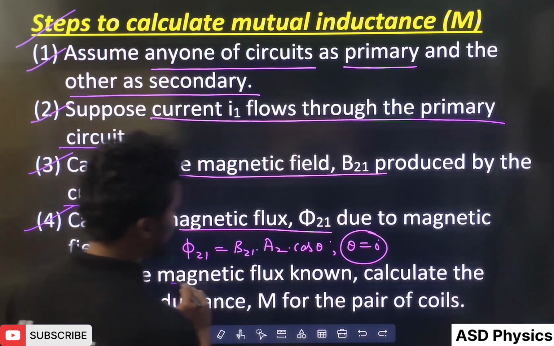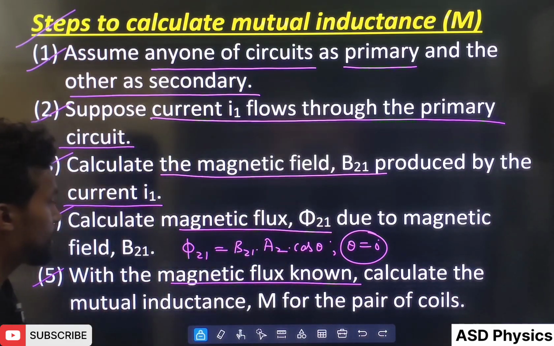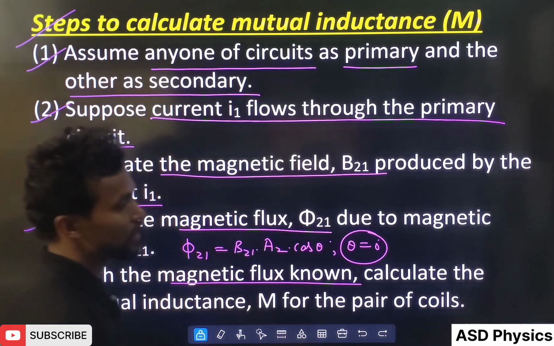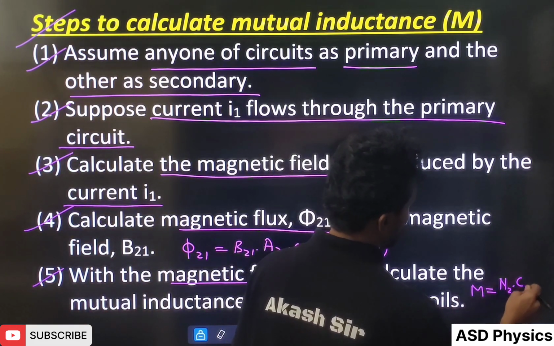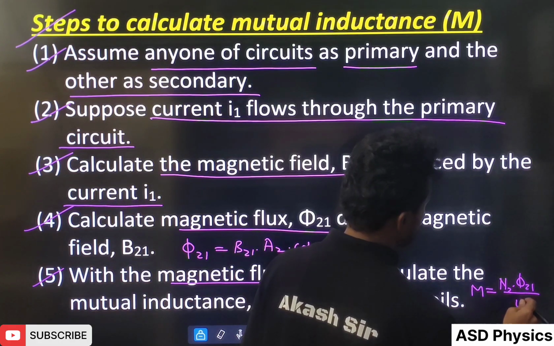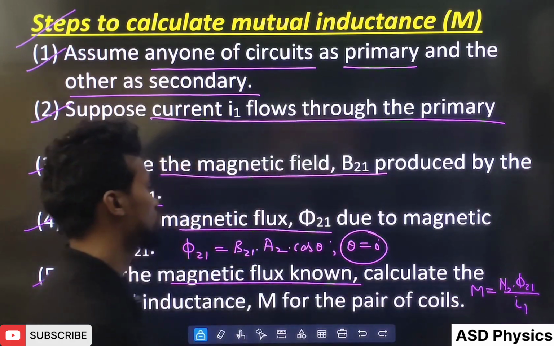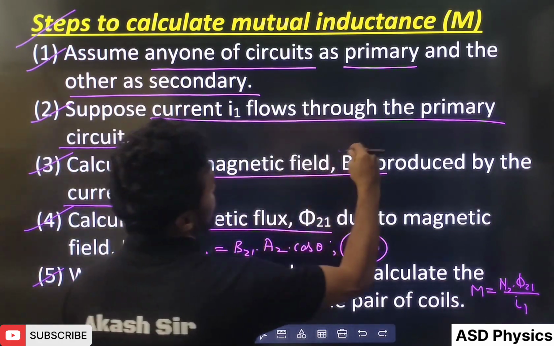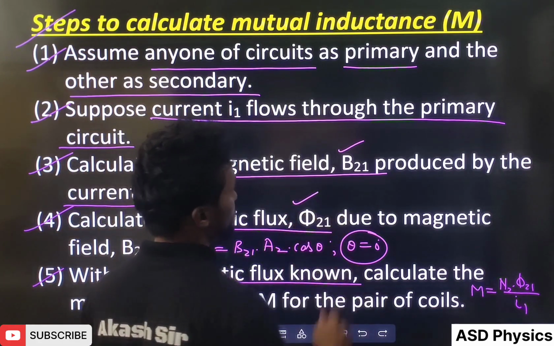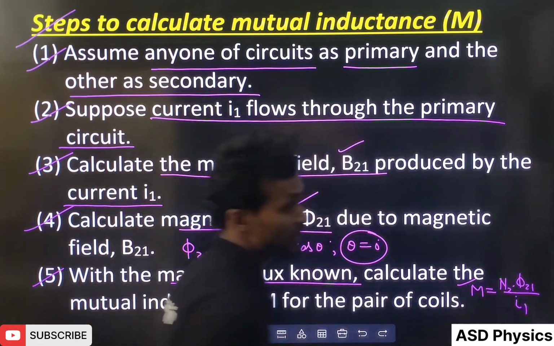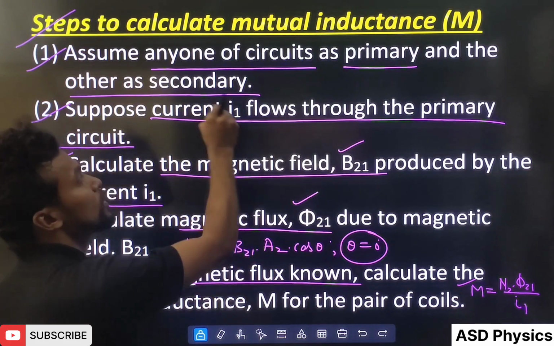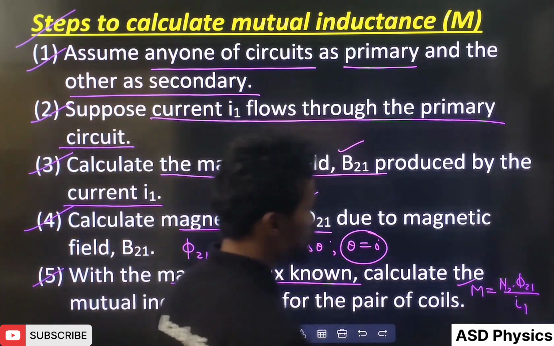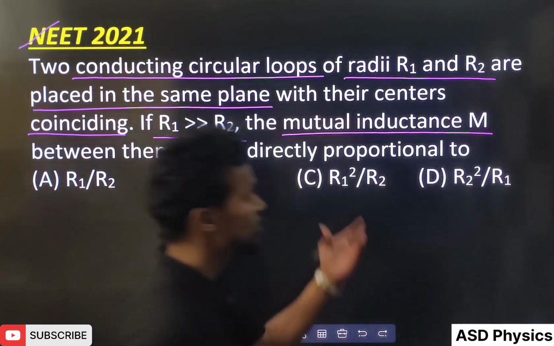Last one, what is given? With the magnetic flux known, calculate the mutual inductance capital M for the pair of coils. And what formula will we use here? Capital M is N2 phi21 by I1. So please remember the formula here. First we have to see the magnetic field, then we have to see the flux, and then we have to use capital M. And the very basic, we have to theoretically make I1 current flow.